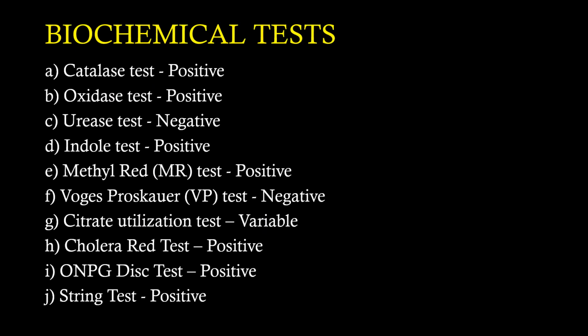Biochemical tests for Vibrio cholerae. Catalase test is positive, oxidase test positive, urease test negative, indole test positive, methyl red (MR) test positive, Voges-Proskauer (VP) test negative, citrate utilization test variable, cholera red test positive, ONPG disc test positive, string test positive.